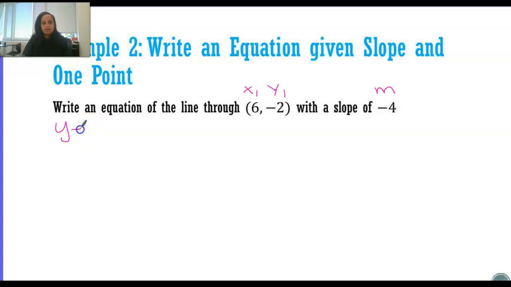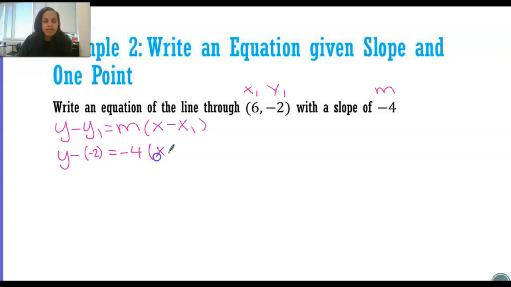y minus y1 equals m times x minus x1, where x1 and y1 is that point right there. And don't forget to notice that this minus is built into the formula. So you need to pay careful attention to that. So y minus y1, so y minus -2 equals m, which is -4, times x minus x1, which is 6.